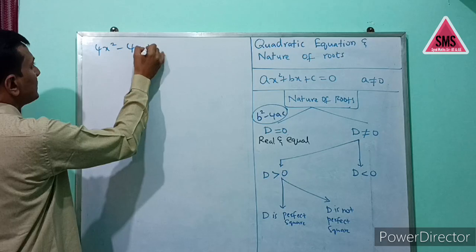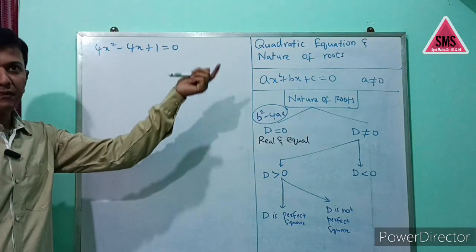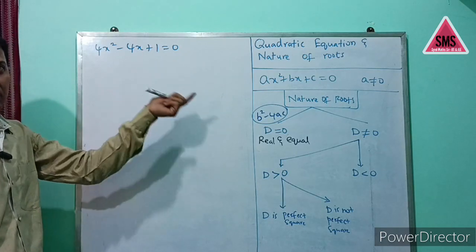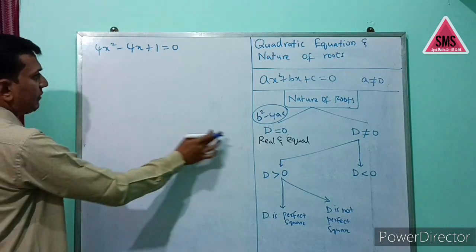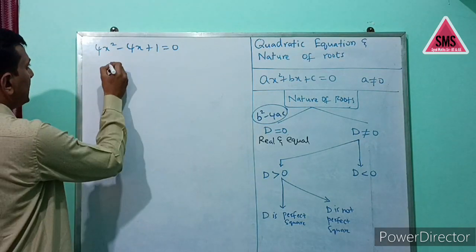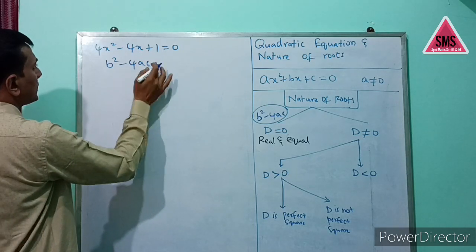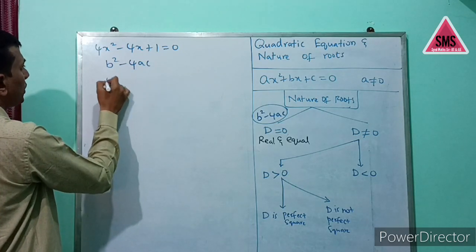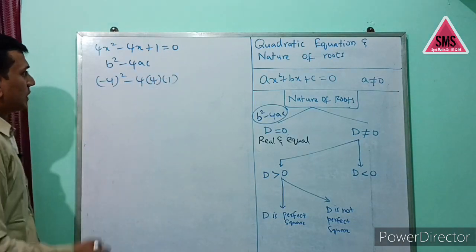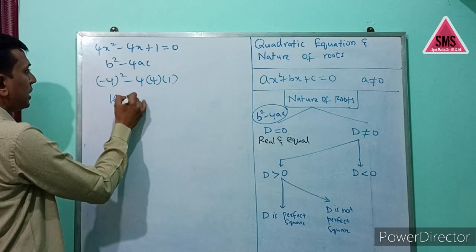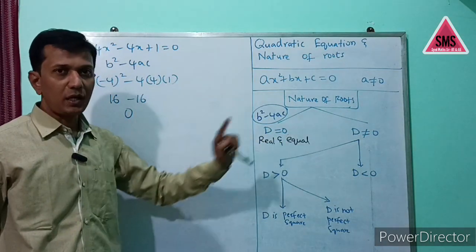4x square minus 4x plus 1 equals 0. Now either by the factorization method or by using the quadratic formula, you can solve this problem. But before that we have to check the discriminant. b square minus 4ac. What is b square here? Minus 4 whole square, 16, and 4ac is also 16. So what is the value? 0. So D became 0.